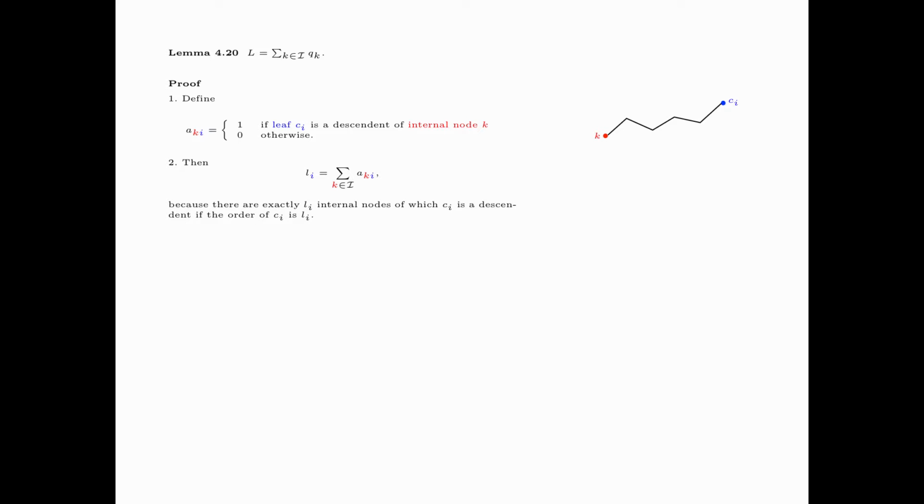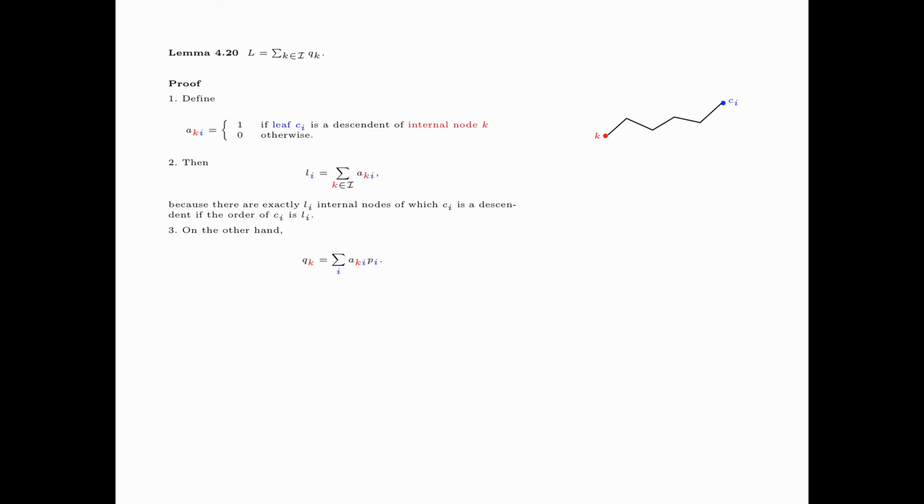We now give a formal proof of Lemma 4.20. First, we define a_ki to be equal to 1 if leaf c_i is a descendant of internal node k, as illustrated. If leaf c_i is not a descendant of internal node k, we set a_ki to 0. Then l_i, the length of the ith codeword, is equal to the summation of a_ki over all internal nodes k, because there are exactly l_i internal nodes of which c_i is a descendant, since the order of c_i is equal to l_i. And the summation on the right-hand side simply counts the total number of such nodes.